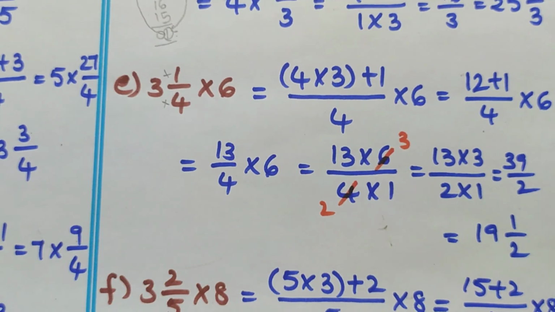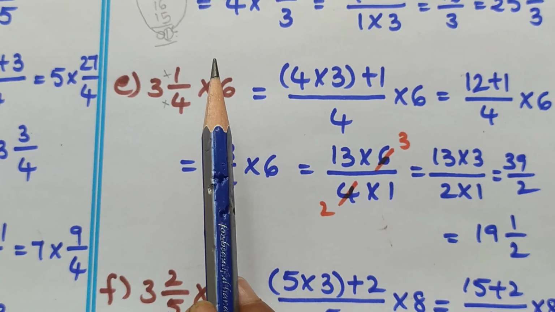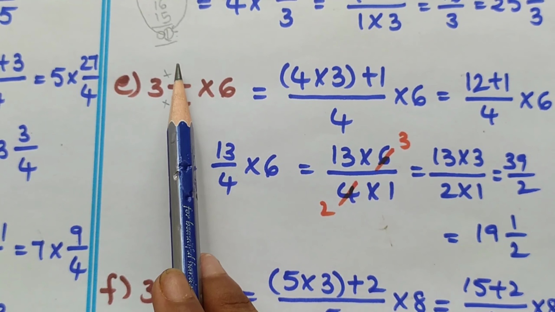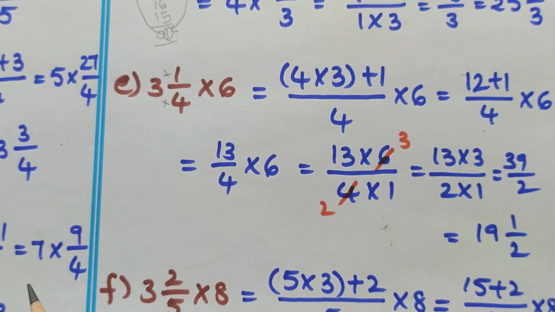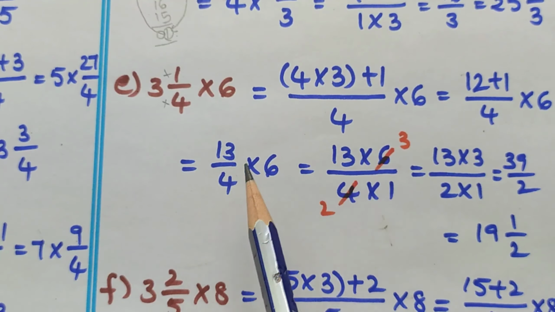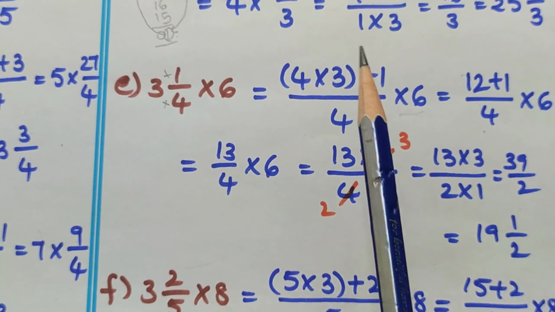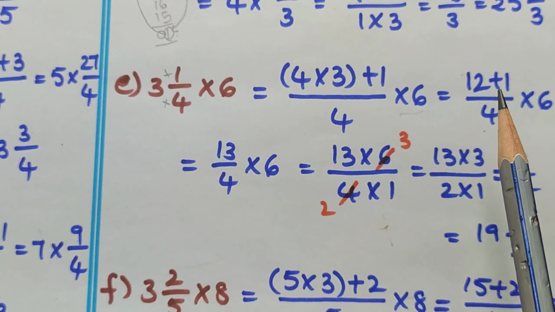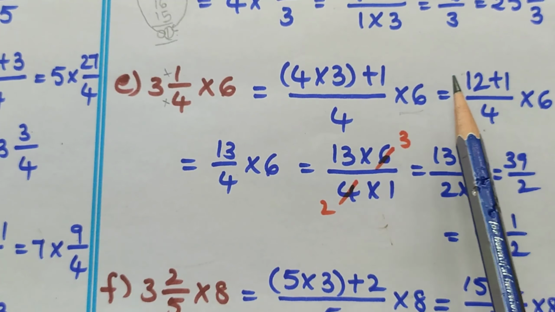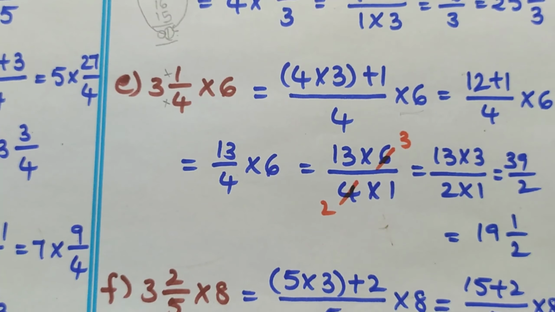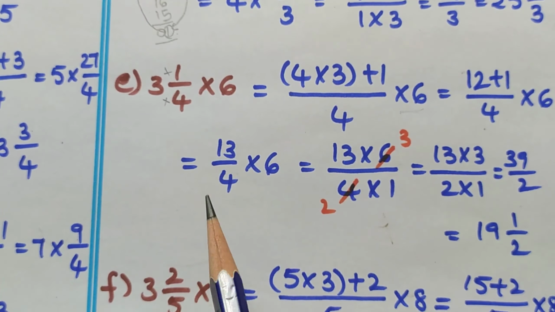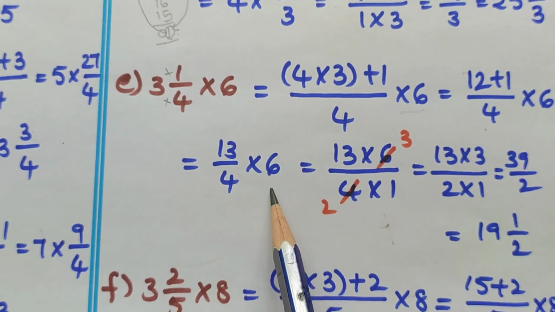In A, B, C, D bits, the number to be multiplied is given before the mixed fraction, but now it is given after the mixed fraction. So coming to the problem, 4 into 3 plus 1 by 4 into 6. 4 into 3 is 12 plus 1 by 4 into 6. 12 plus 1 is 13 by 4 into 6. 6 here can be written as 6 by 1. So it is 13 by 4 into 6 by 1.